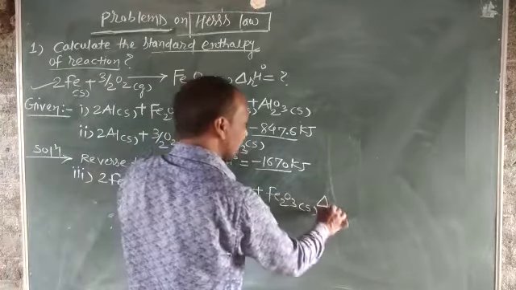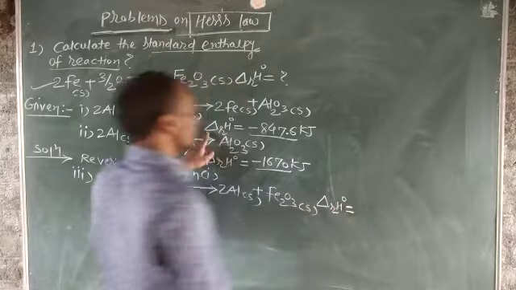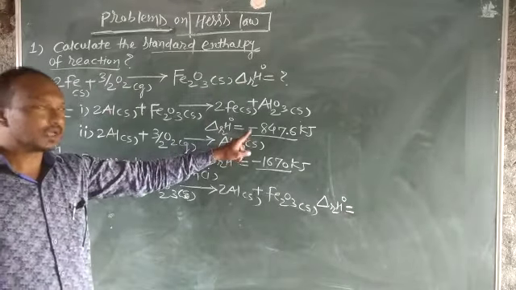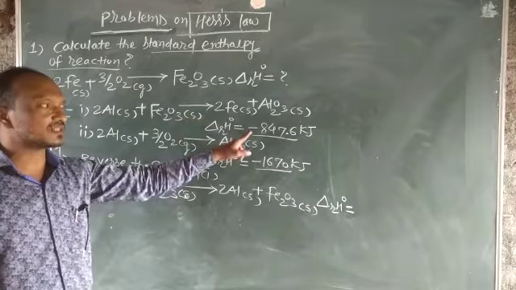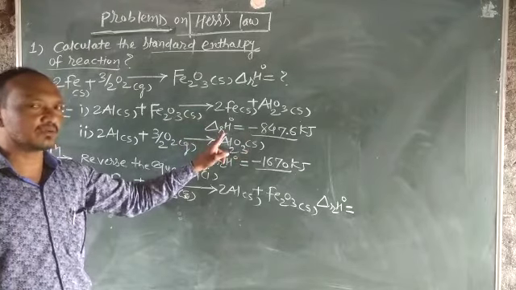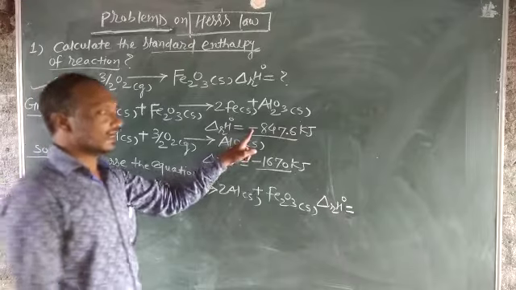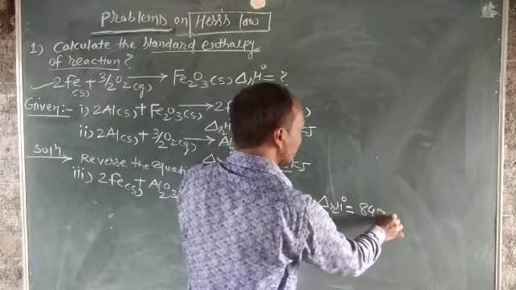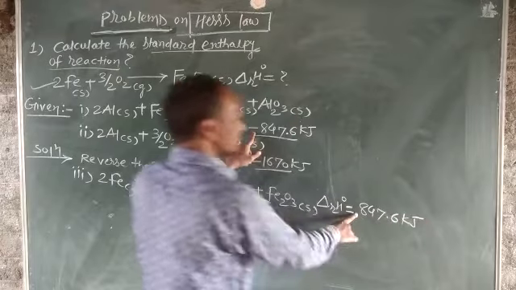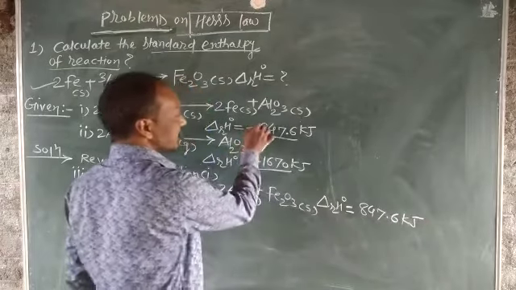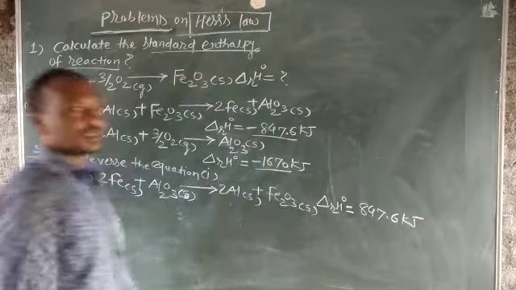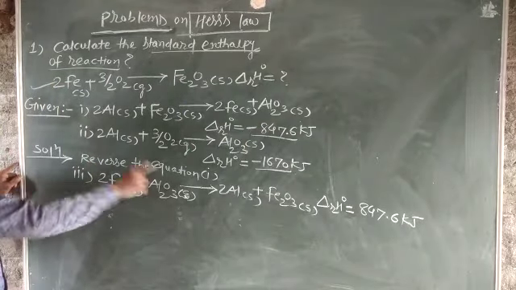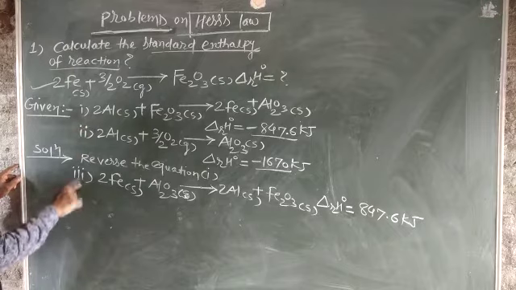आता याचा delta rH naught. This value of delta rH naught. This is the minus sign. In thermochemical equation we have seen, if we reverse the reaction, then the sign of delta rH naught, enthalpy also changed. This minus will become plus. So it will be 847.6 kJ. This is the positive sign. This is minus sign, but this sign becomes positive sign. So we have reversed equation 1, and now we have got equation 3.